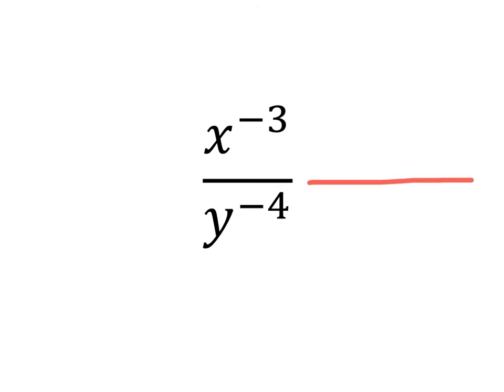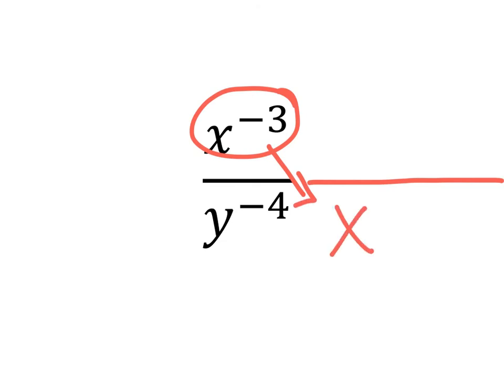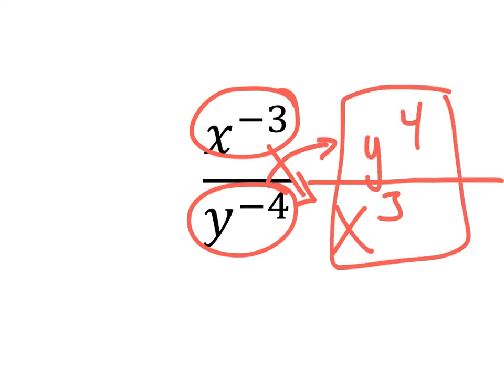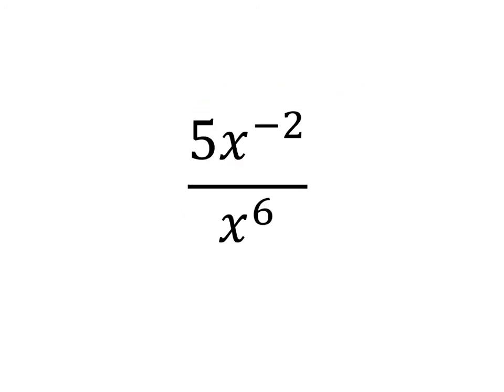Now check out this one. It's a doozy. I have a bunch of negative exponents. Can't do either one. I need to take that x to the negative third and make it positive, so it goes down here. I need that y to the negative 4 to be positive, so it goes up here. And now I have y to the fourth divided by x to the third. Everything's good and nice with positive exponents.